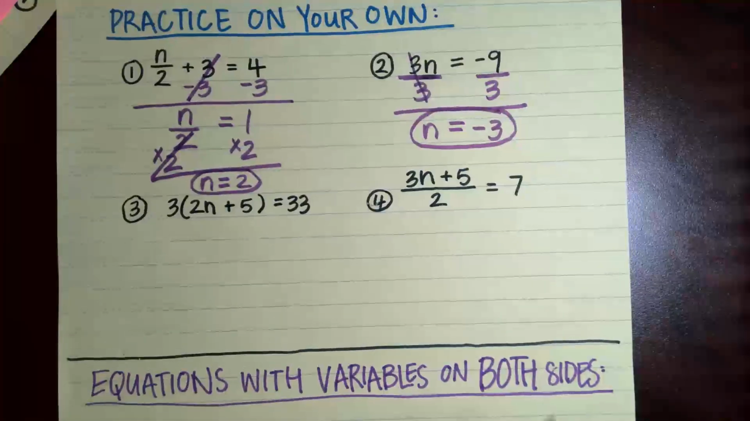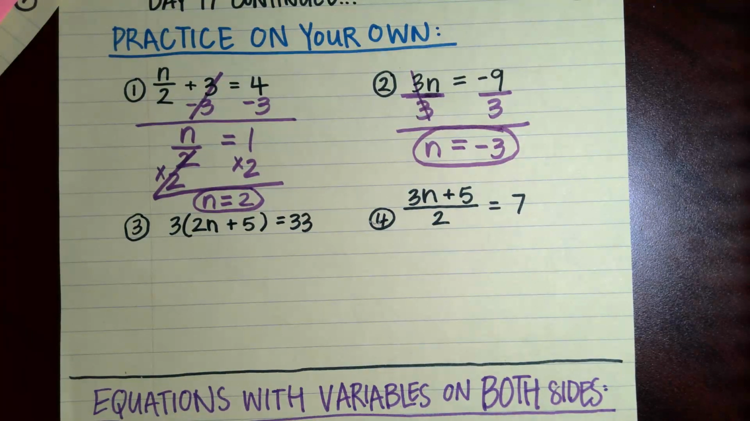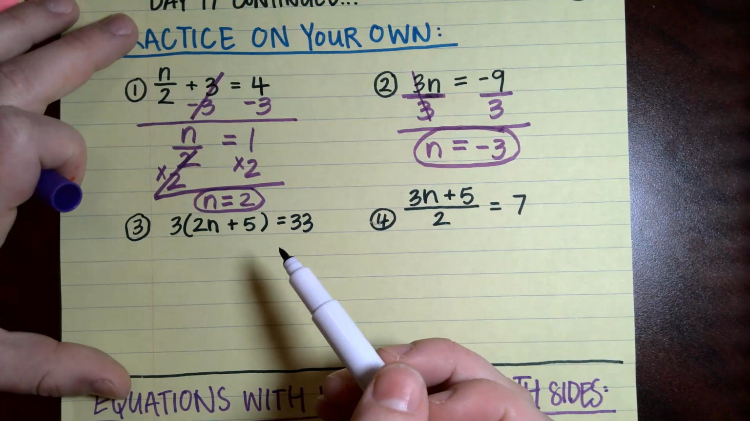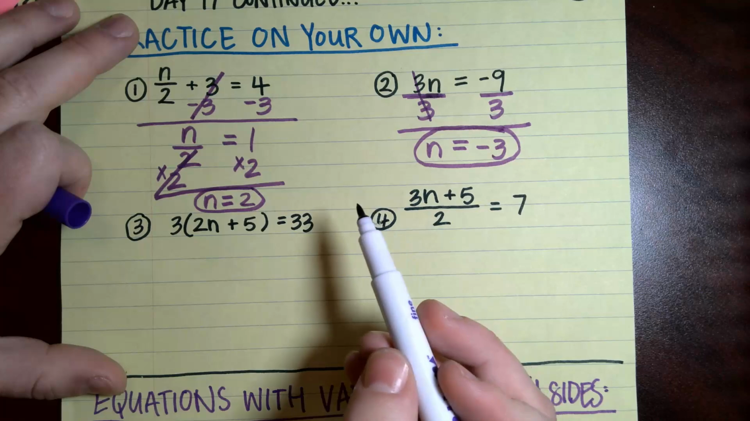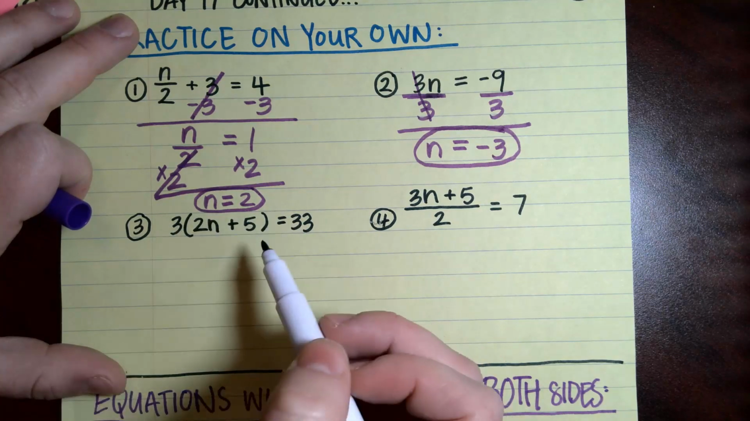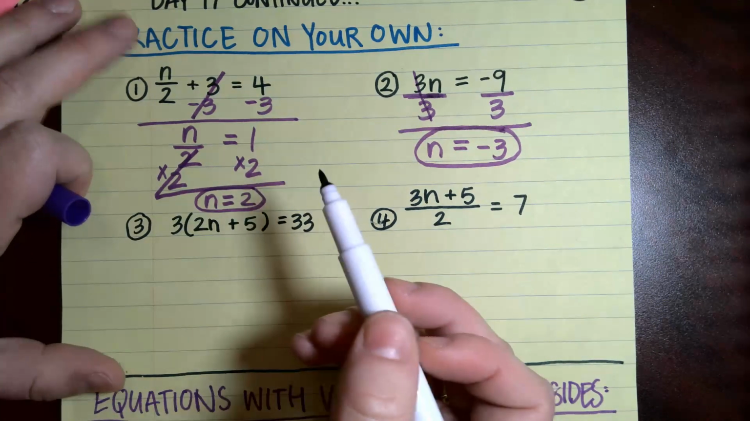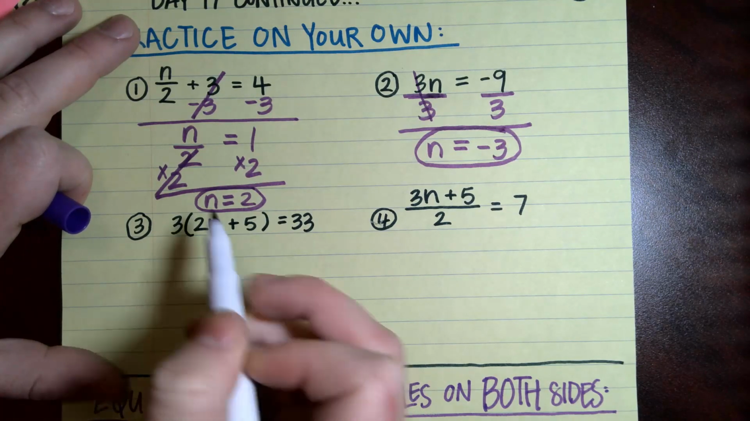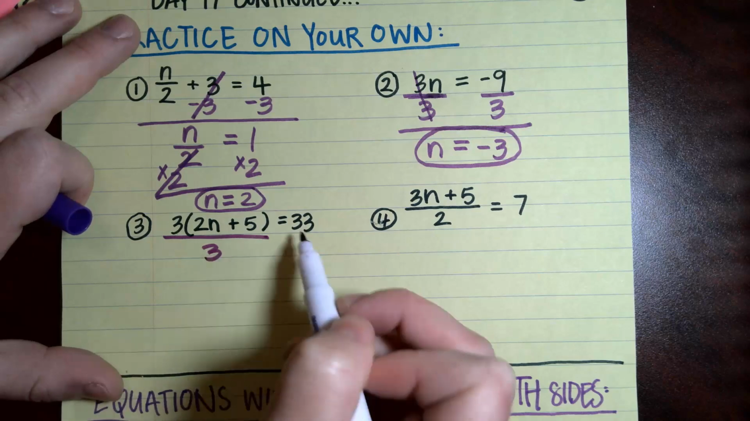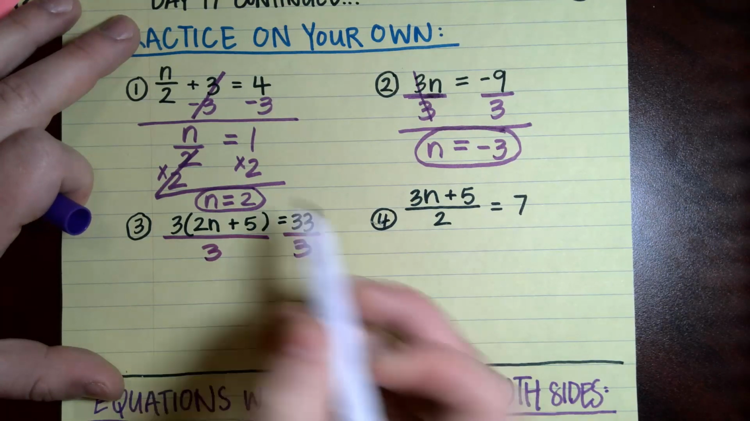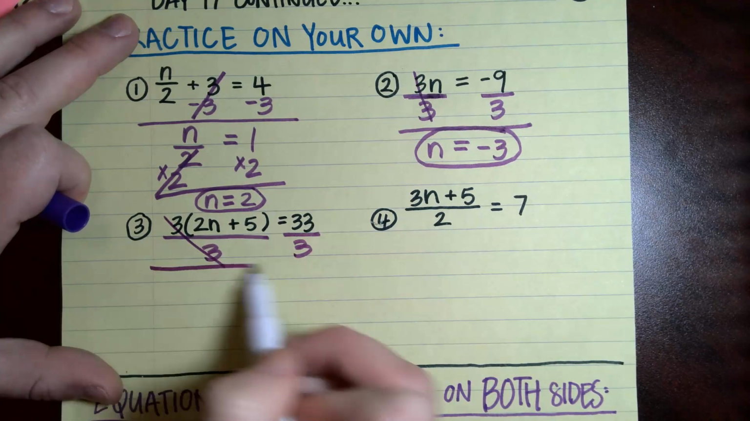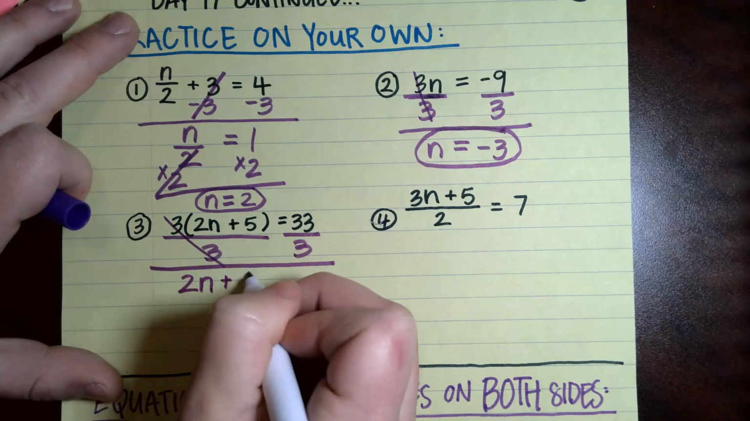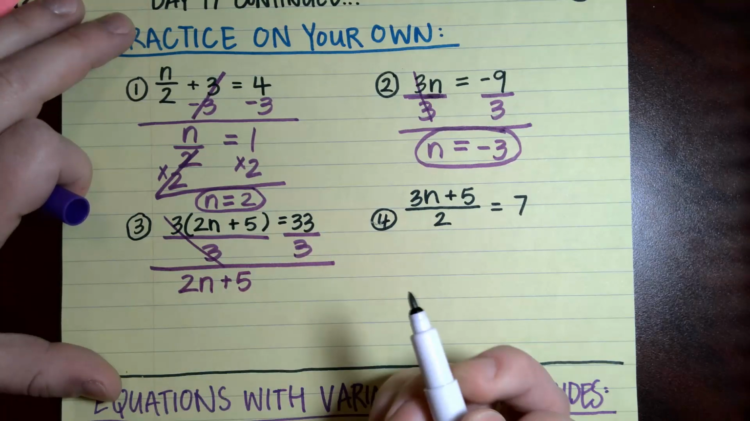All right, let's check out number 3. What did y'all do here? I got rid of those 3's. You got rid of the 3's? Okay, did anybody else do something? Who distributed? I did. Okay, so Jenny, you distributed. We'll do both ways. First, let's try the dividing by 3. Is that what you did? Okay, so we took this side divided by 3 and this side divided by 3. My 3's cancel. And I'm left with 2n plus 5 equals, what's 33 divided by 3?